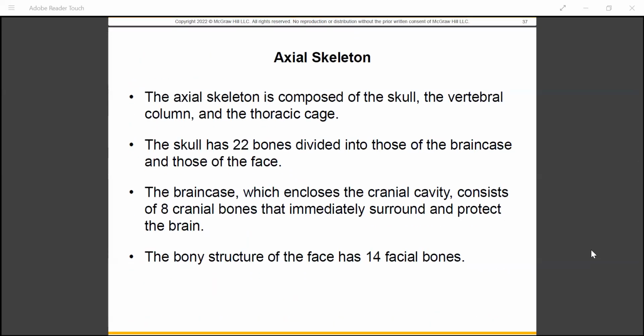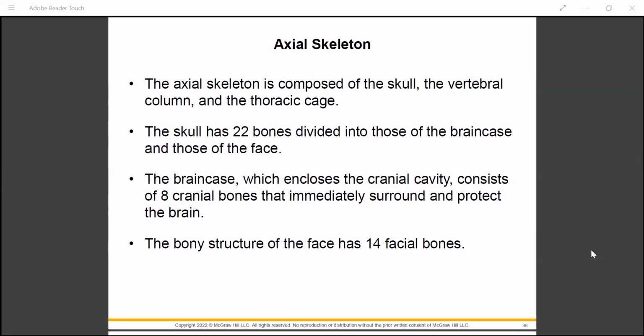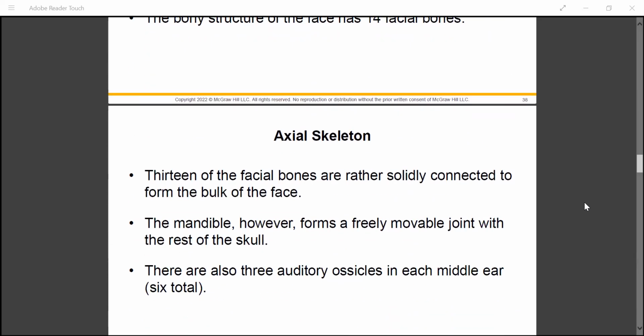Okay, so first we're going to talk more about the axial skeleton. We said it's our skull, our vertebral column, and the thoracic cage. The skull itself has 22 bones divided into those that encase our brain and those that form our face. The brain case, which makes up our cranial cavity, is going to have 8 different cranial bones that protect our brain. And then our face has a total of 14 facial bones. So put that together, you get 22 total bones in the skull.